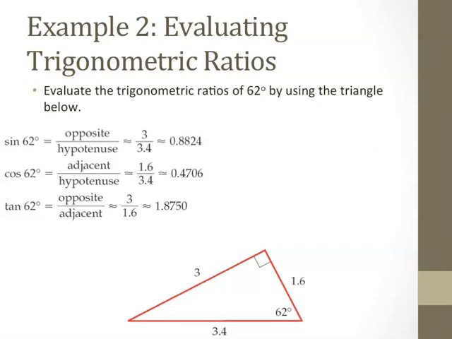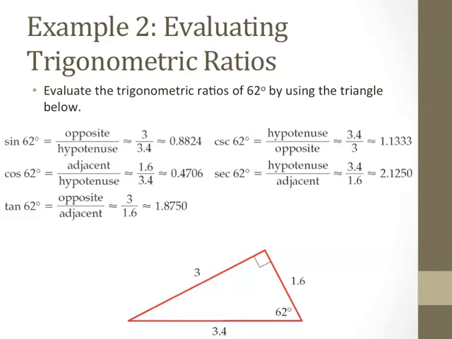All right, do the same with the reciprocals. So we have cosecant of 62 is 3.4 over 3. That comes out to be 1.1333. Secant of 62 is equal to 3.4 over 1.6, which is 2.1250. And then cotangent of 62 is equal to 1.6 over 3, which is 0.5333.